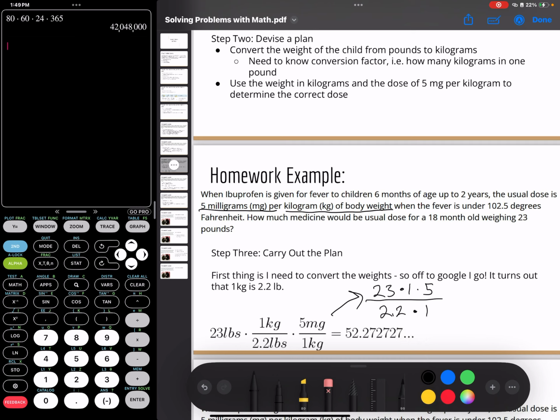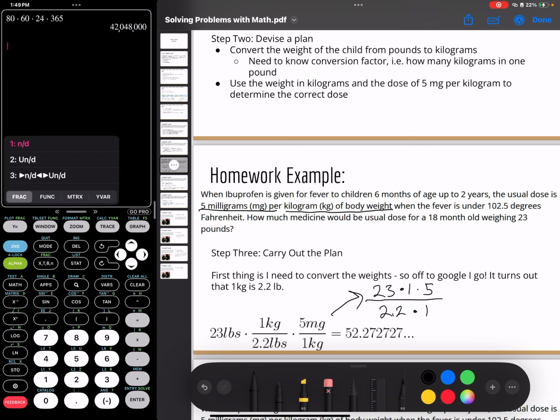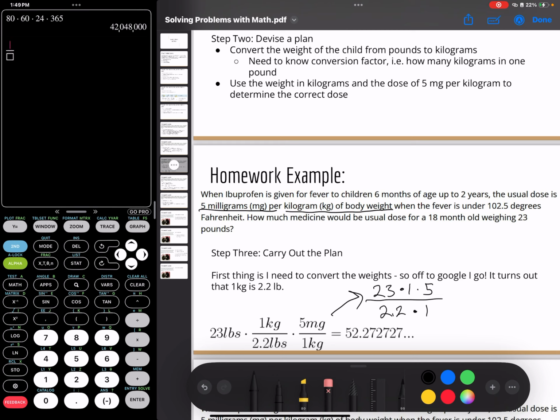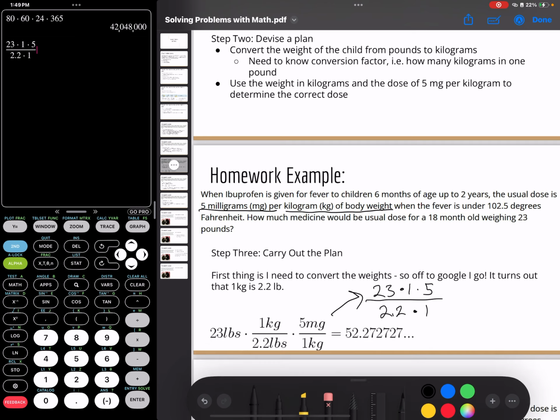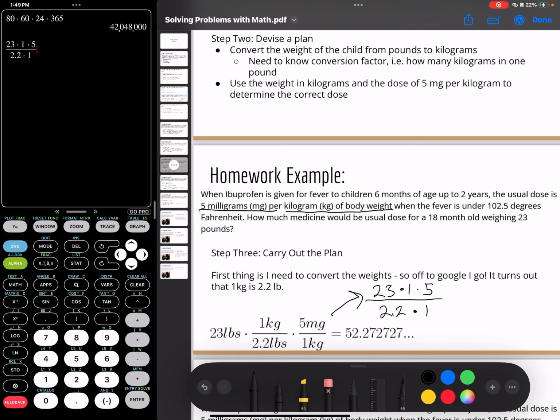Here's something you can do to help you work on your calculator skills. On your TI-84 or 83, touch alpha, y equals. You see that number 1 highlighted in pink, it says n over d. Go ahead and hit enter. That's going to give you a fraction bar. So you can do 23 times 1 times 5, and then hit the down arrow on your pad, 2.2 times 1. What's nice about this is that it's going to look exactly like what you've written on the page, and it's going to preserve your order of operations so that you don't have any calculation errors. We're going to use this throughout the semester to make things a little bit easier for you. So here is what we get.